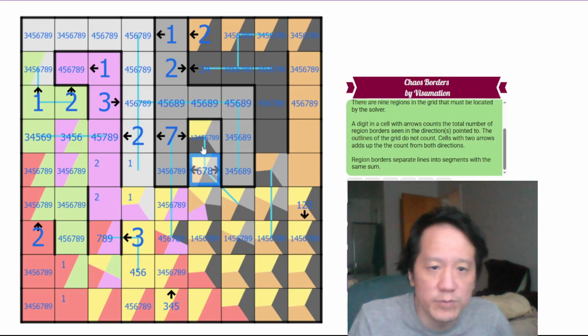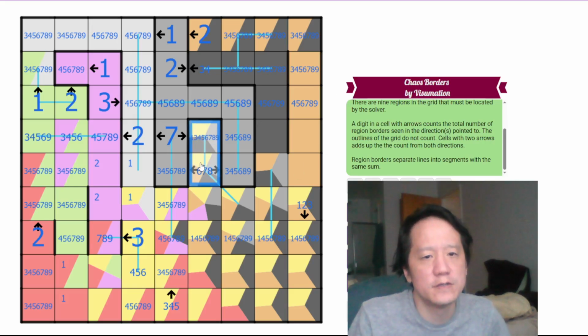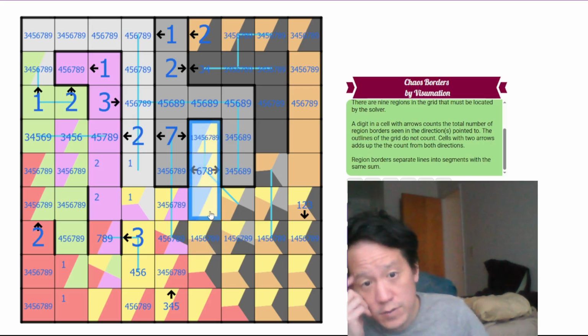These two would have to be the same region. So this could not be orange then. It's yellow or dark. 6, 7, 8, 9, 10. It cannot be dark. So it's yellow or it's blue, some sort of blue thing, right? And this is also yellow or blue coming out of here.